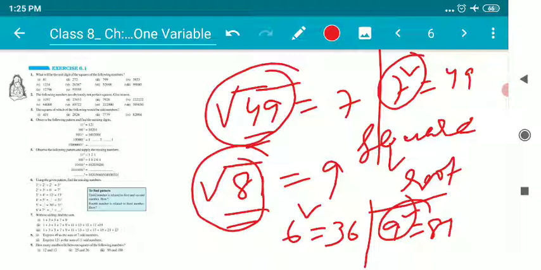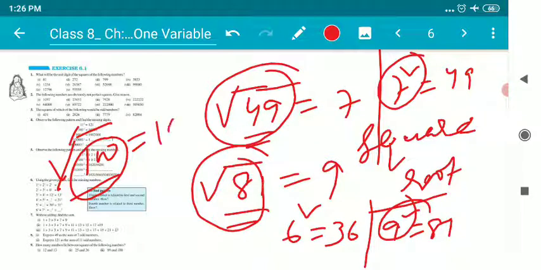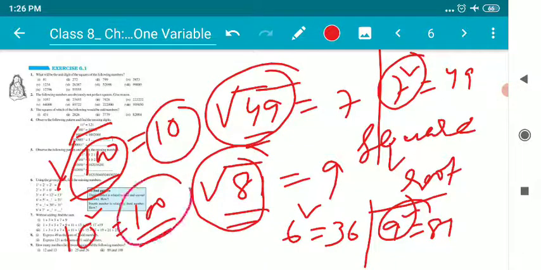And square root means what is that particular number which I multiply by itself so that I get that number. Suppose I'm saying root over 100. Root over 100 means what is that number which, multiplied by itself, gives 100? The answer is 10, because 10 square means 100. Children, this is how we calculate the square root of a number.